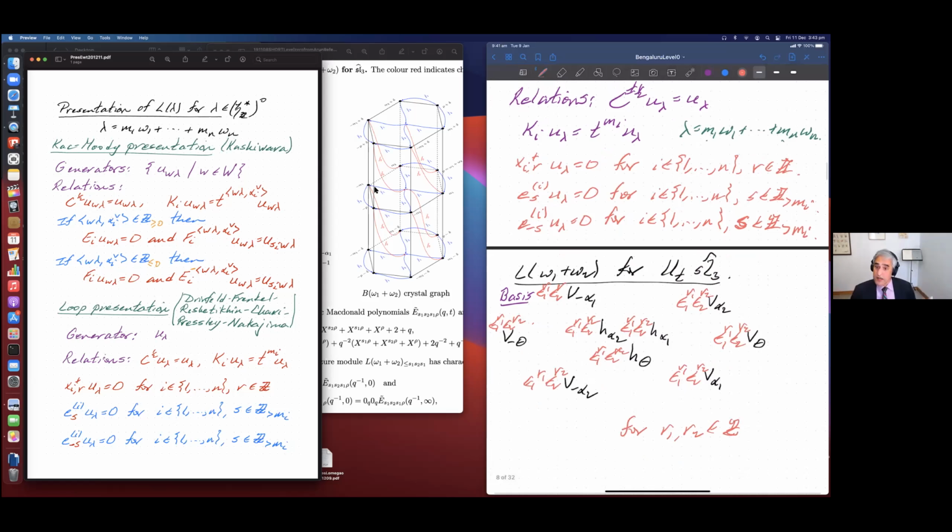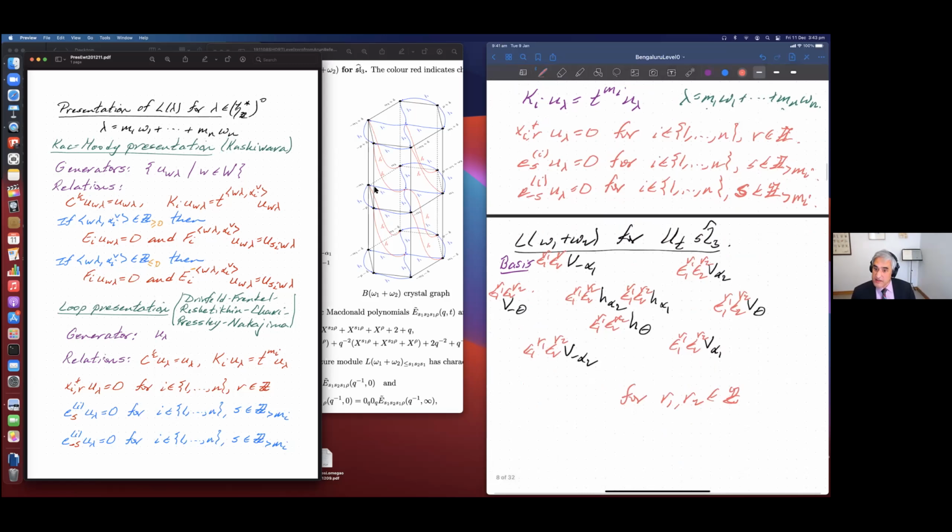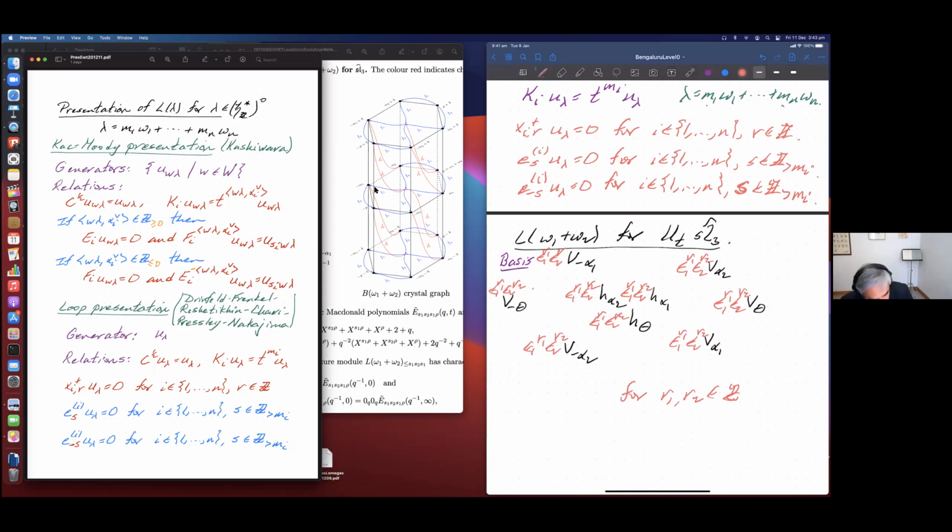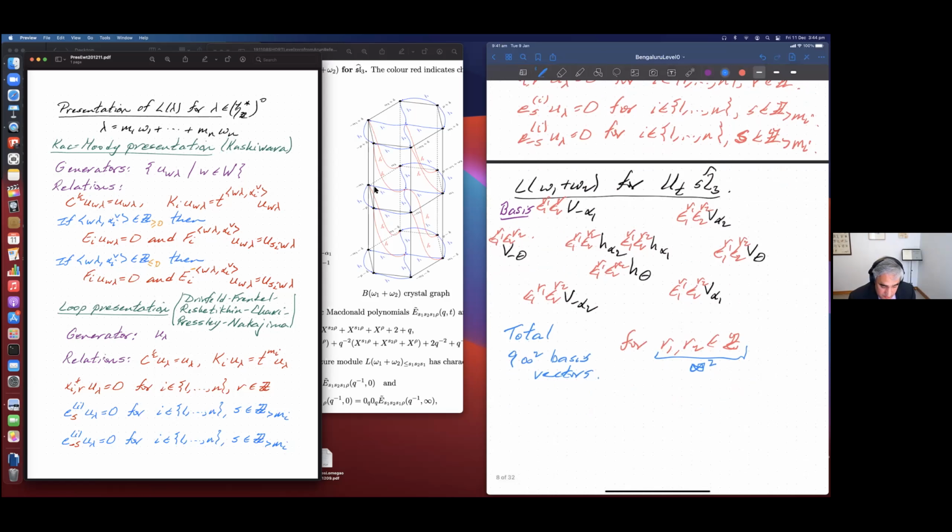So it's a very beautiful module. It's not only infinite dimensional, because there's in fact infinity squared. If we're going to count the number of basis vectors, this is infinity squared. And the total number of basis vectors is 9 infinity squared basis vectors. All right, so that's what this module looks like in terms of just its size. So it's trying to be a huge module.